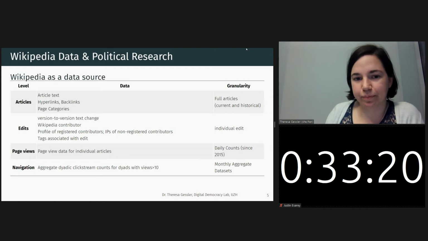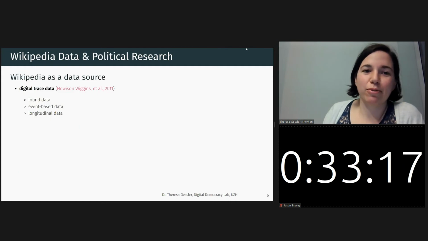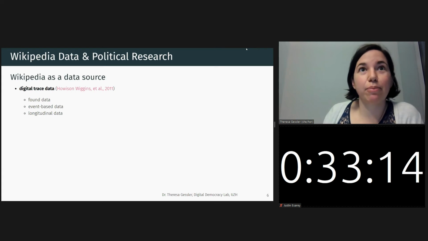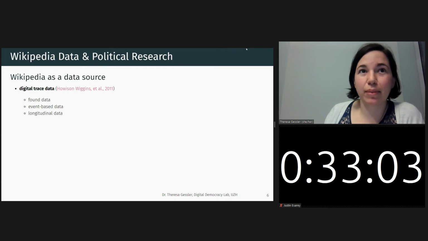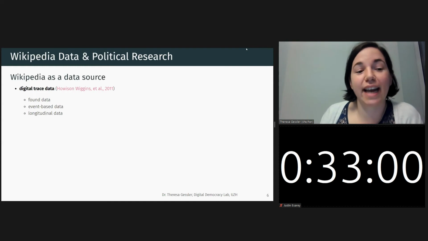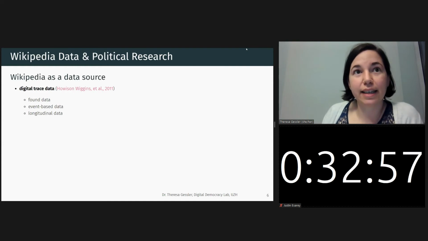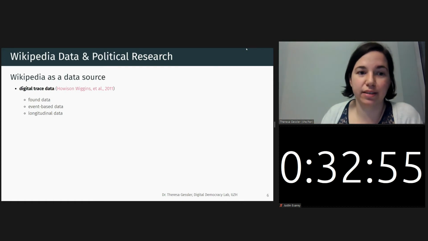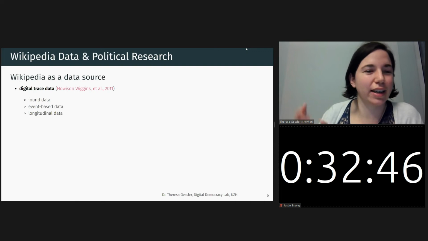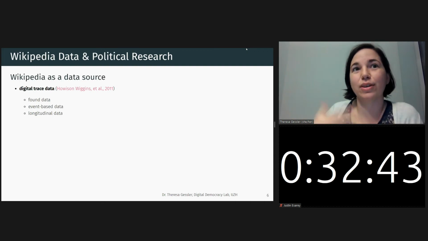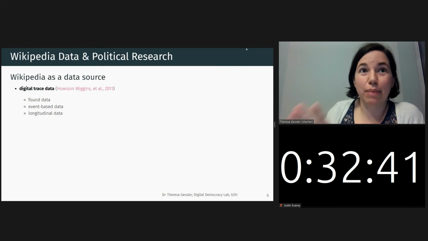So we can basically summarize most of this data as a type of digital trace data. Following the definition, Wikipedia data is found data. So it's not data that comes from us thinking of a question that we'd like to collect data on, but it's basically a byproduct of processes that we're interested in, like looking for a political candidate on Wikipedia, forming an opinion on a controversial policy issue by looking up some facts about this issue. So it's found data that we have little power over.